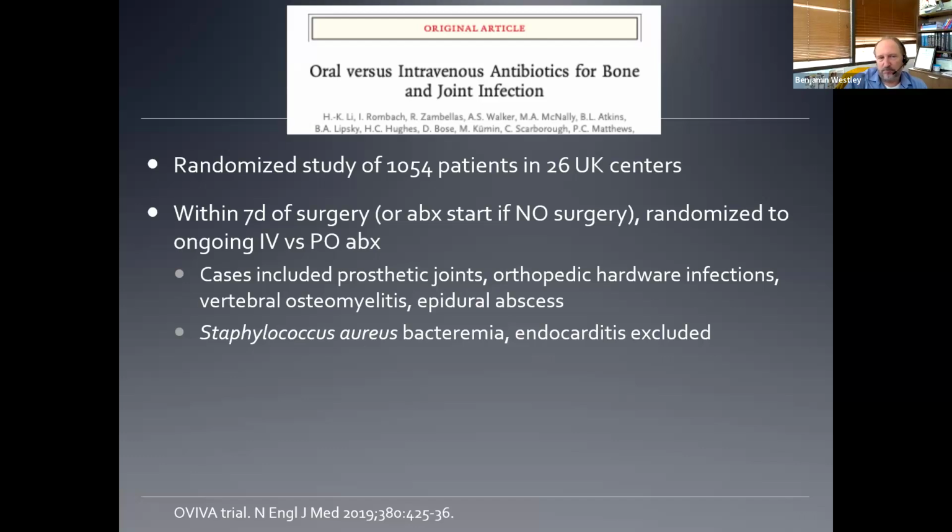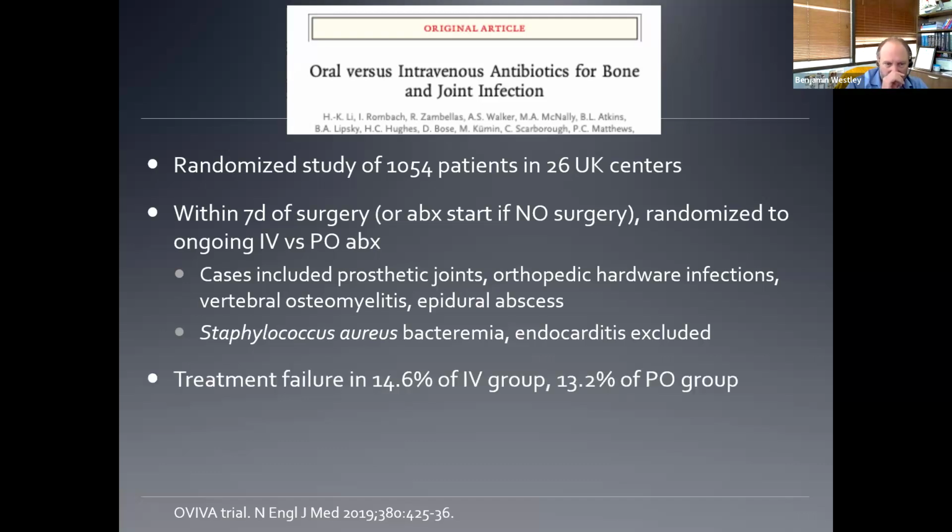So these patients got oral therapy within 7 days versus standard care where they got IVs. And these included prosthetic joints. It included hardware infections on bones that were broken, and then the hardware to repair the fracture became infected. It included vertebral osteomyelitis and included epidural abscesses. They excluded Staph aureus bacteremia and endocarditis appropriately, because that's a different deal.